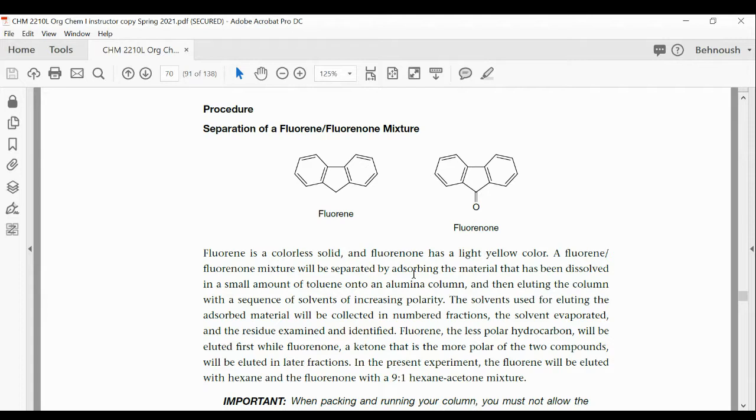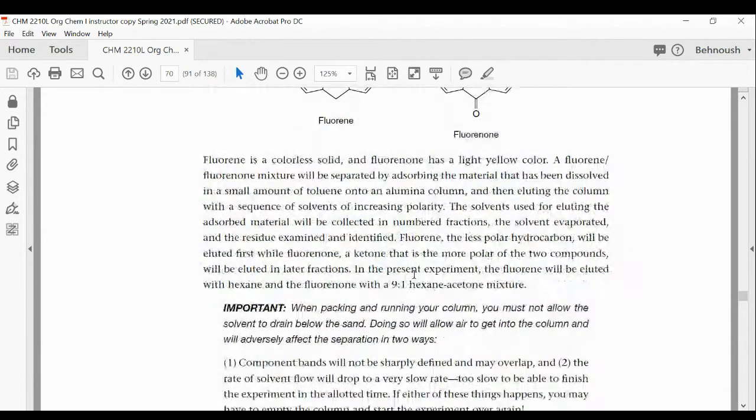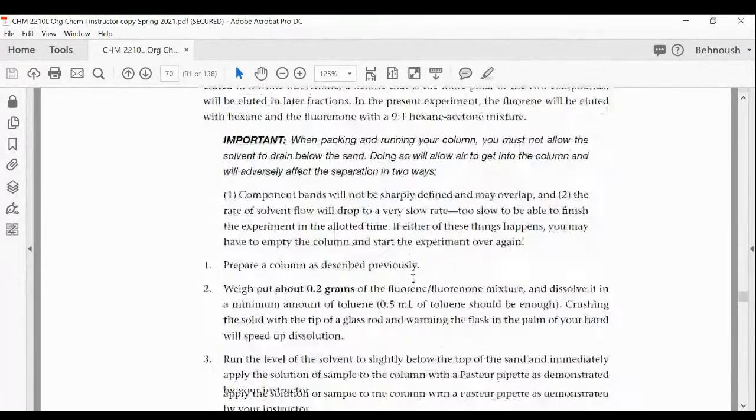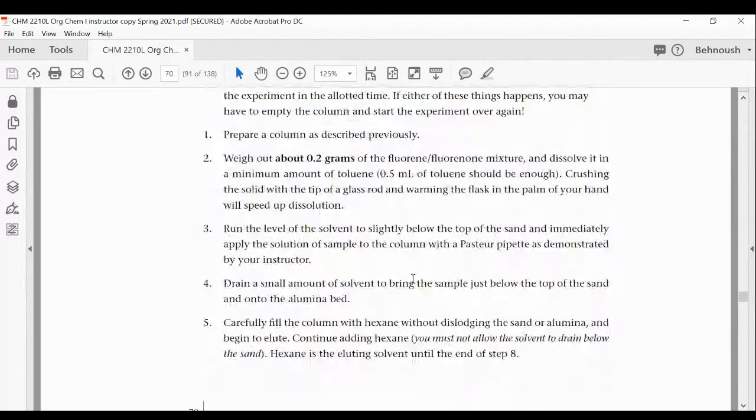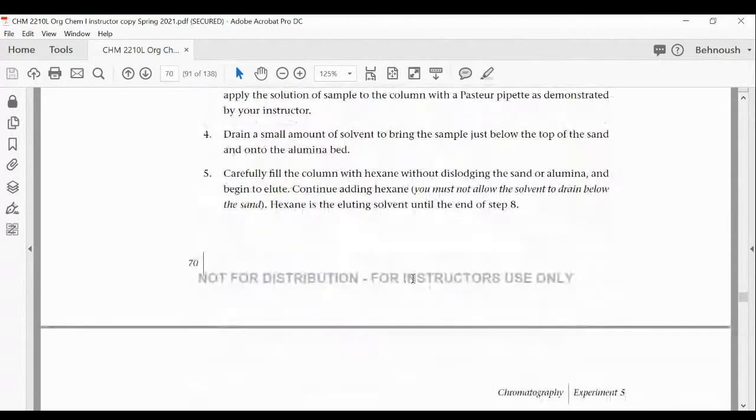And since I did not do the TLC after the column chromatography, you don't have a numerical value for this. I want you to take a picture of the sample of the three flasks. One is a waste container. The waste container should be colorless. It should not have yellow color. And then you have fluorene as flask one, and fluorenone as flask two. Flask two should be yellow.